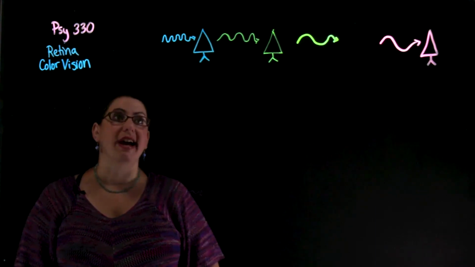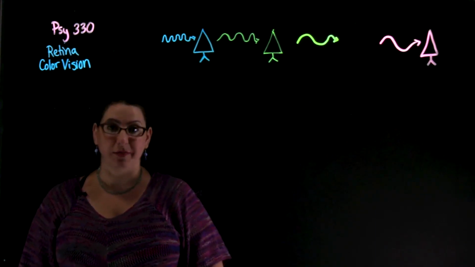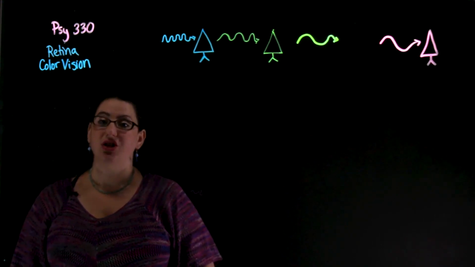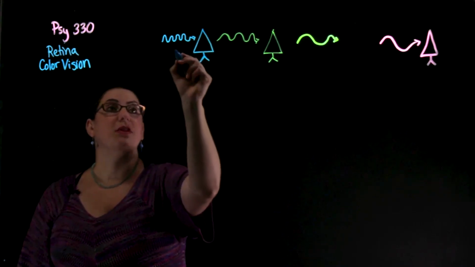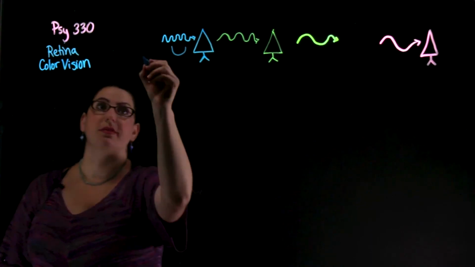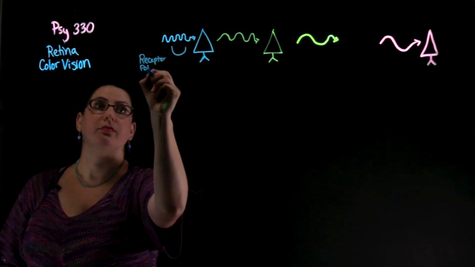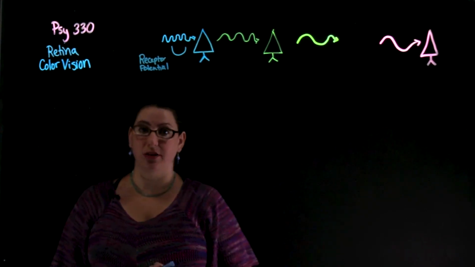So if blue light hits the blue cone, the photopigment will split, that is, the opsin will split from the retinol. It will initiate a signal transduction cascade to decrease the amount of cyclic GMP in the cell, and the cation channels will close, causing a hyperpolarization called the receptor potential. And the blue cone will stop releasing glutamate.